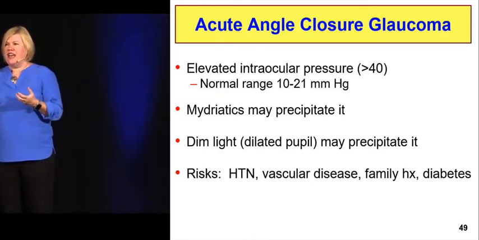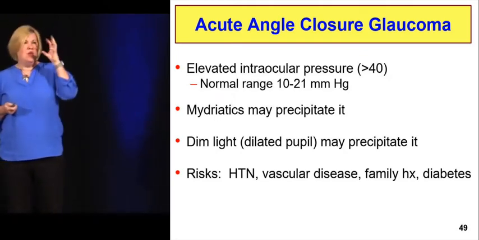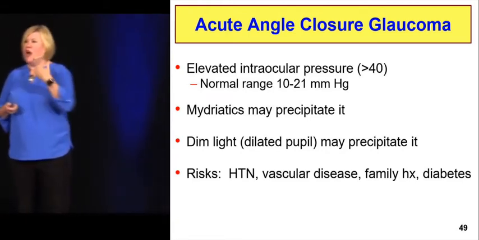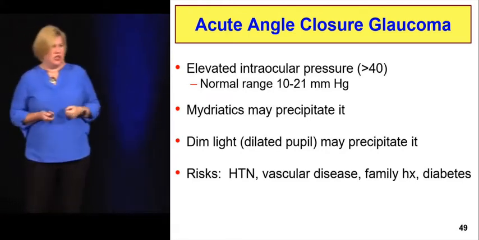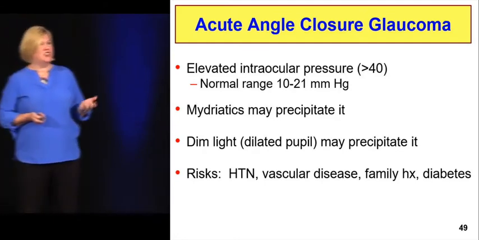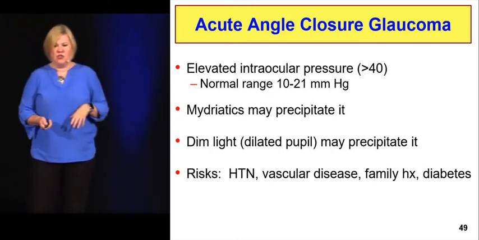In terms of a precipitating cause, the vignette could describe somebody who just went into a dim restaurant, or just came out of a dim restaurant. As people's pupils are dilating, this is kind of when it happens. Someone who also had their eye dilated at an ophthalmologist could also have this happen to them. There are risk factors. You can be hypertensive, have vascular disease. This runs in families. Diabetes can also put you at risk for this as well.